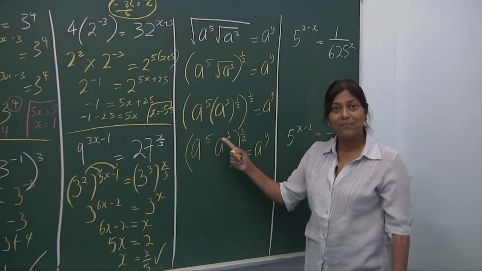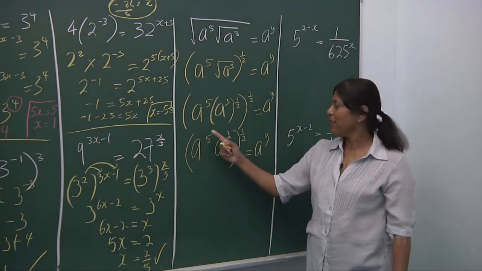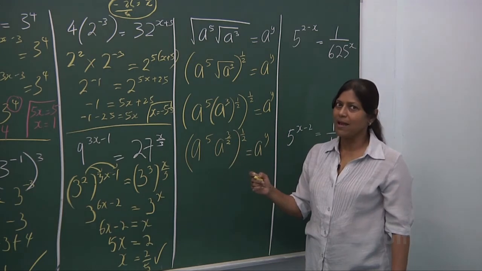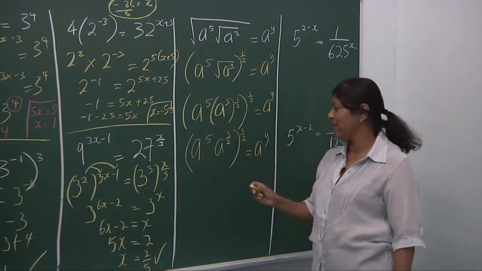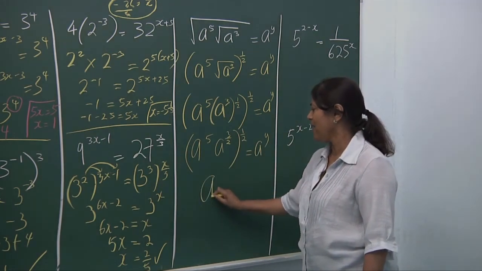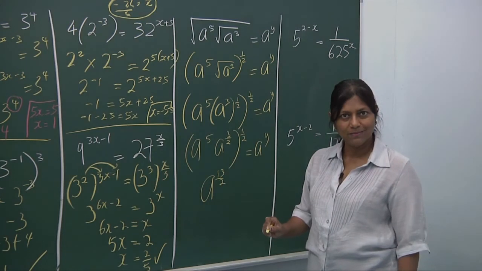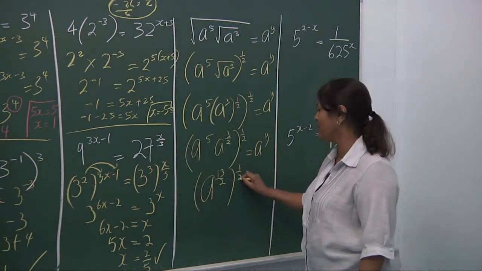Remember, a^n times a^n, you add up the powers. 5 plus 1.5, you get 6.5, do we? 5 plus 1.5 is 6.5. And what is 6.5? 13 over 2, right? And don't forget the half outside.